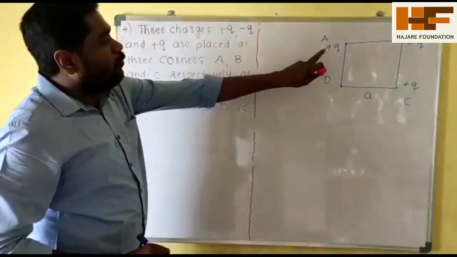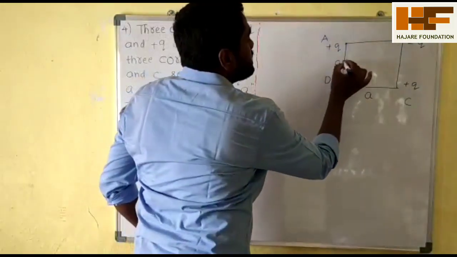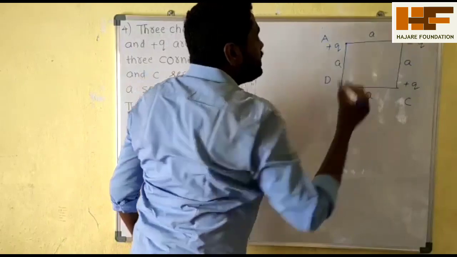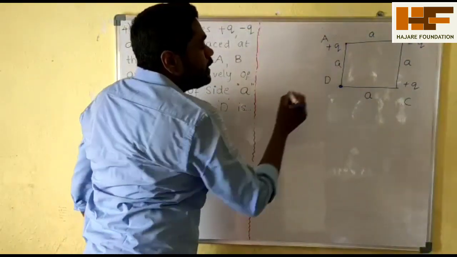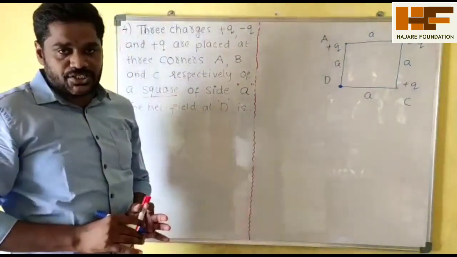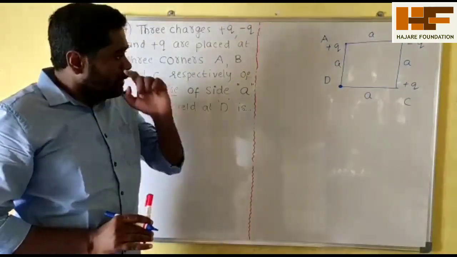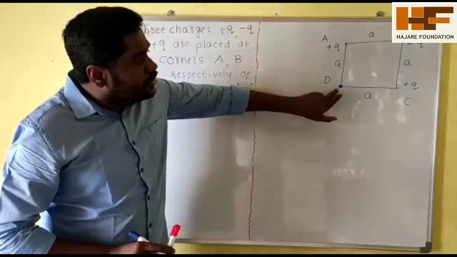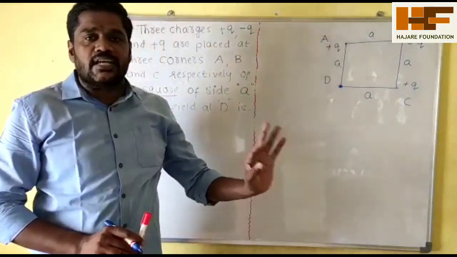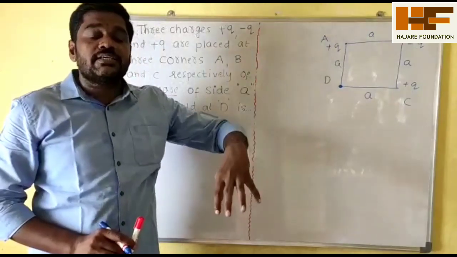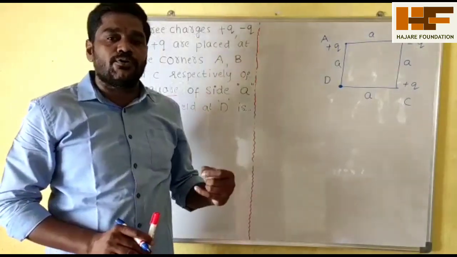Side length A, side length A, side length A. Now, first of all, I am taking that at this point the total electric field is how much? That is the answer for this question. But at this point, these 3 charges at 3 other corners produce electric field. Finally, what is the resultant of them? We have to find out.